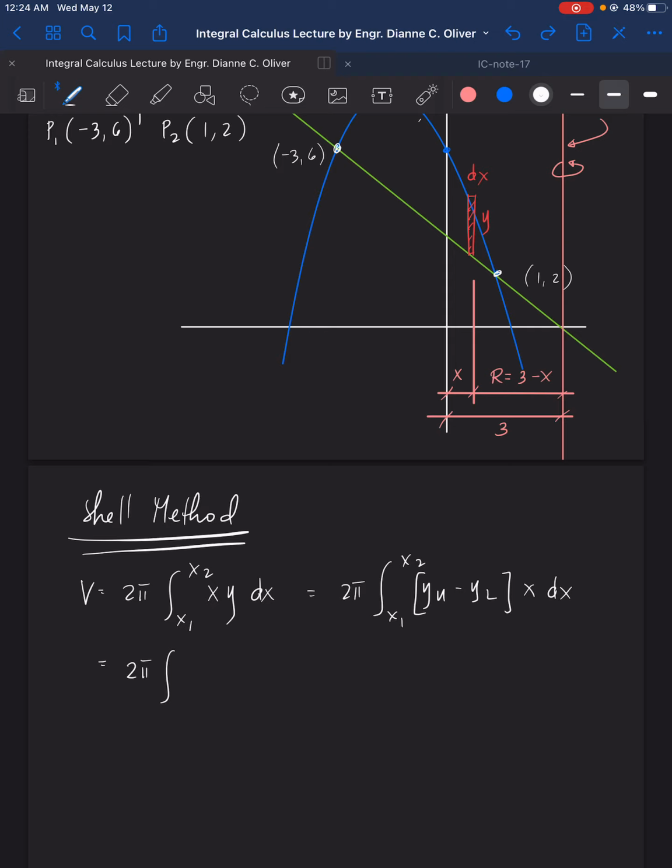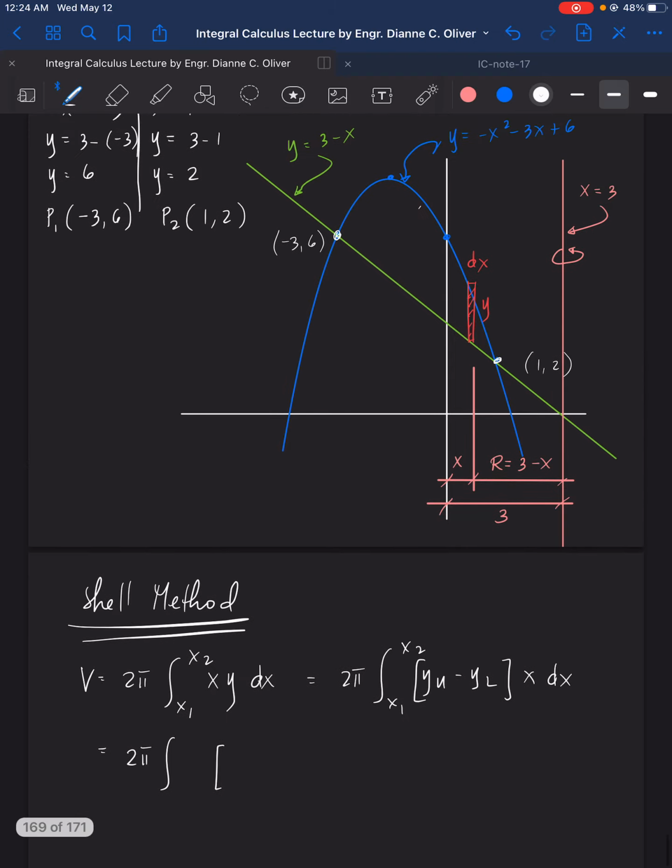Right? So we have here the y upper. The y upper is the curve, and that is negative x squared minus 3x plus 6, minus the y lower, which is the line 3 minus x, and we have the radius as 3 minus x, dx. Limits x1 negative 3, limit x2 1.